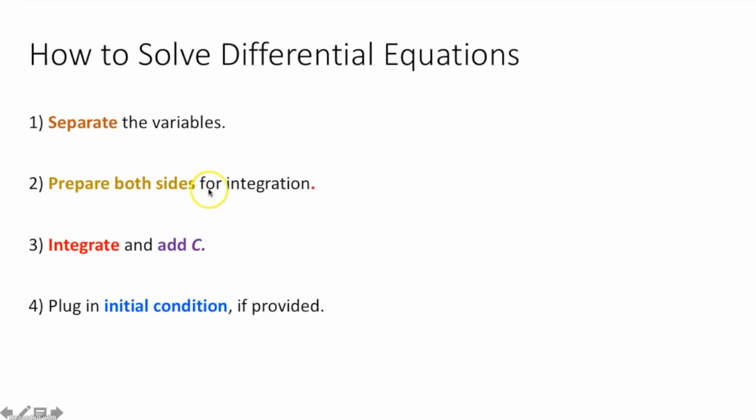You can then use the constant multiple rule, bring all the constants out front, just get it ready to integrate. Once you do that, then you can integrate and add c, and that will give you the general solution. But if there's an initial condition, that would be step 4. You plug in your initial condition to find c and get your particular solution.